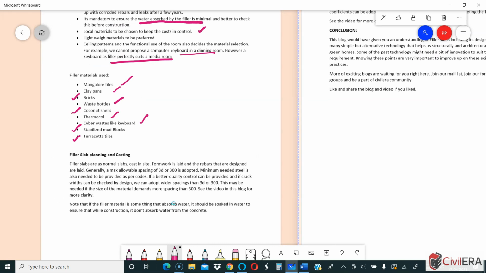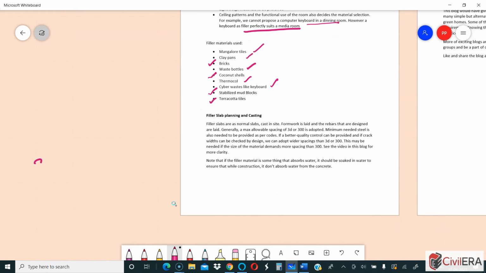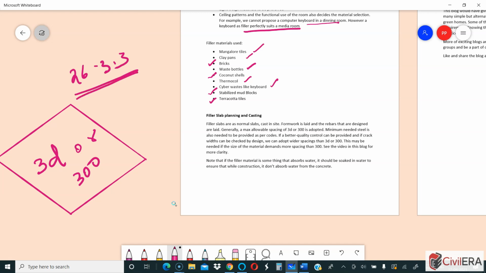Sometimes you want more than 300. As per the code provisions, the maximum allowable spacing for main reinforcement in a slab is 3D or 300. You can refer to IS 456, the relevant code clause. I am not straight away remembering, but it's there in the code. I think it is in 26.3.3. You can check. If not, you will have to refer to the entire code on the maximum allowable spacing. You can get back to me if you fail to do that. But in my memory, it is in 26.3.3.